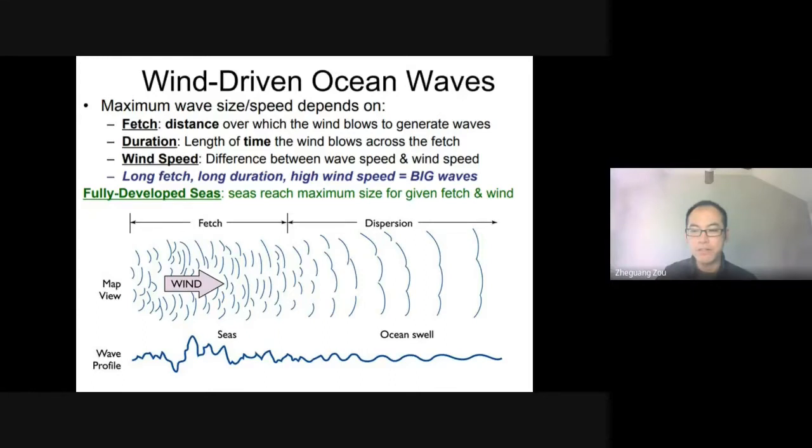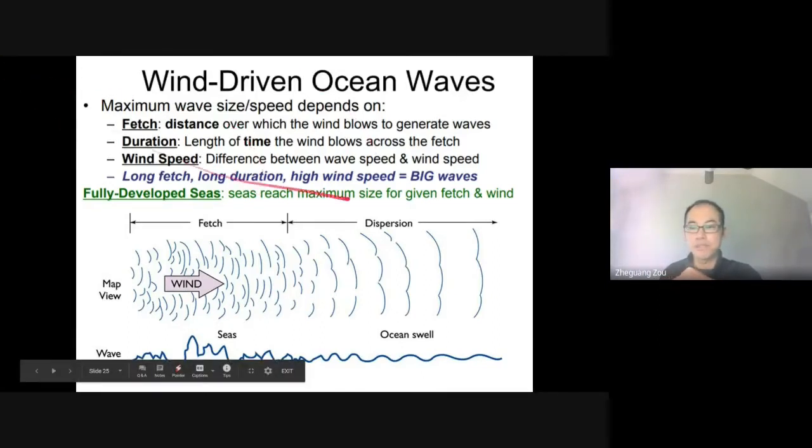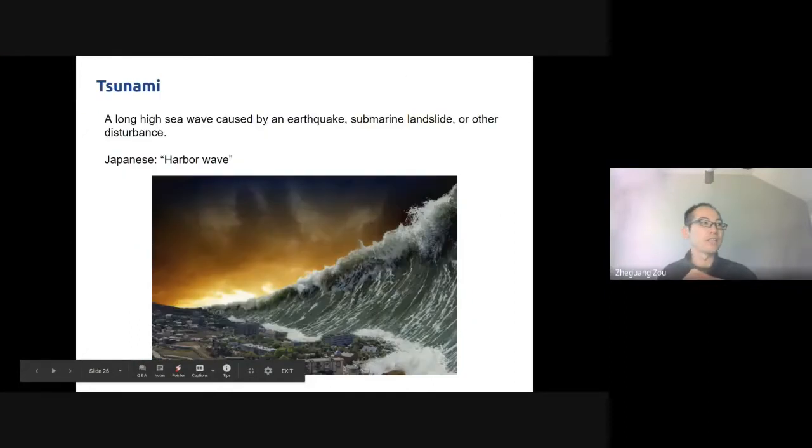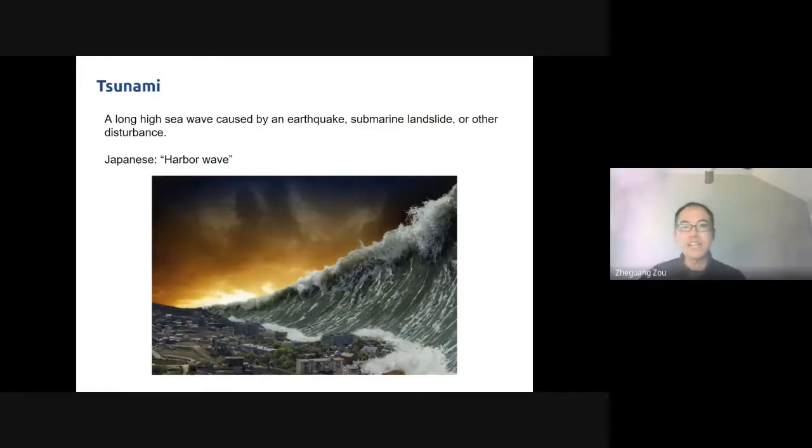We talked about different mechanisms generating waves: the winds, the tidal forcing, and the other one, underwater disturbance. That disturbance is what we are going to talk about today. It has the name tsunami.